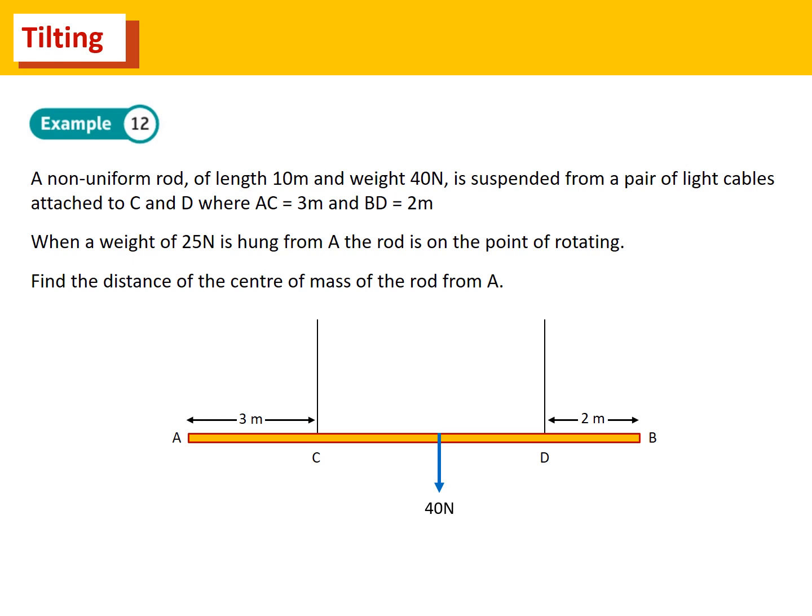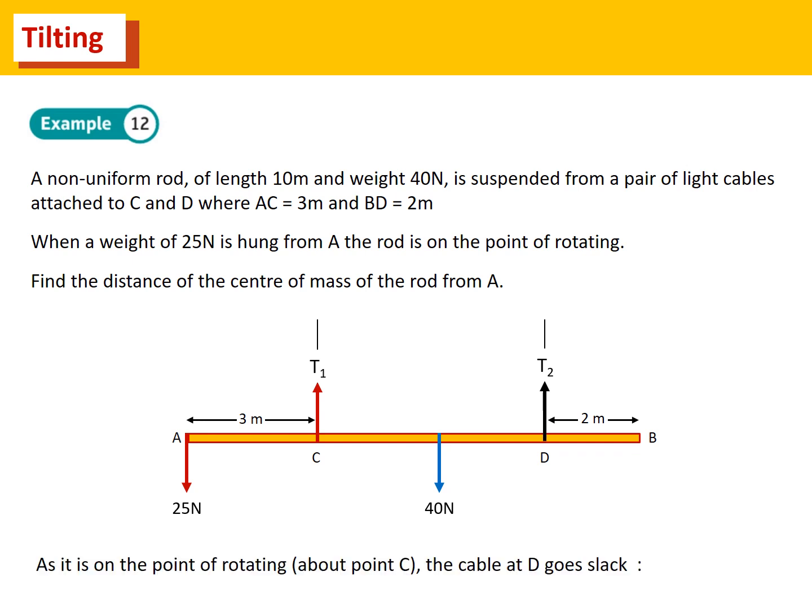So we've got the weight, we've got the tension T1, the tension T2, but then when we apply the 25 newton force, it's going to rotate about point C, and the cable at D goes slack. So T2 equals 0, and that's our force diagram. We now put a distance of d meters between the 40 newtons and C, and let's see if we can calculate d from there.